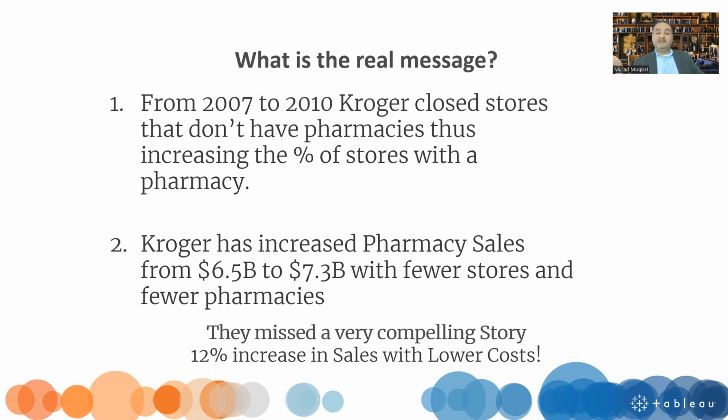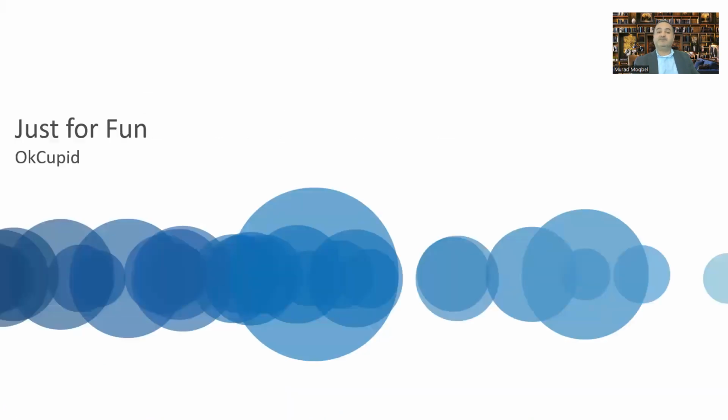So those graphs missed a very important message or story, which is that there has been a 12% increase in sales with lower costs because of lowering the cost.